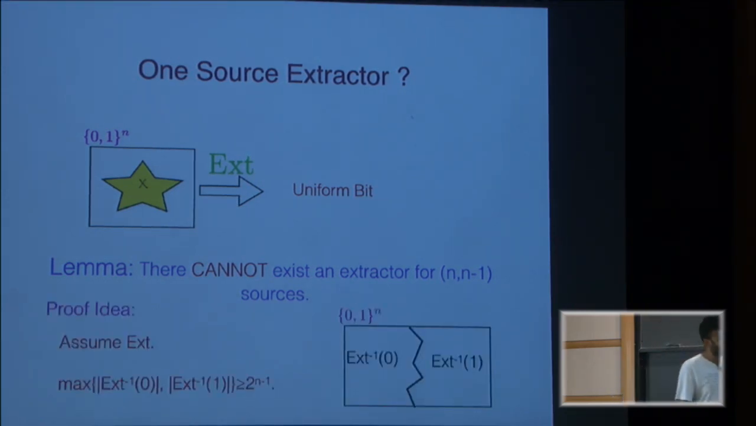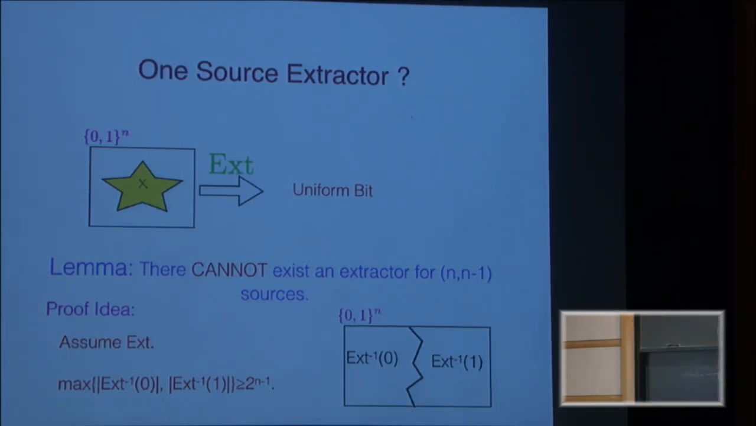And it's a very simple proof, so I thought I'll show you. Assume you have such an extractor. What this extractor does is it labels each n-bit string with either 0 or 1, right? So it labels at least 2^(n-1) strings with zeros or at least 2^(n-1) strings with ones, right? And now if you define your distribution to be on the larger set, then your extractor is essentially fixed on this distribution, right?